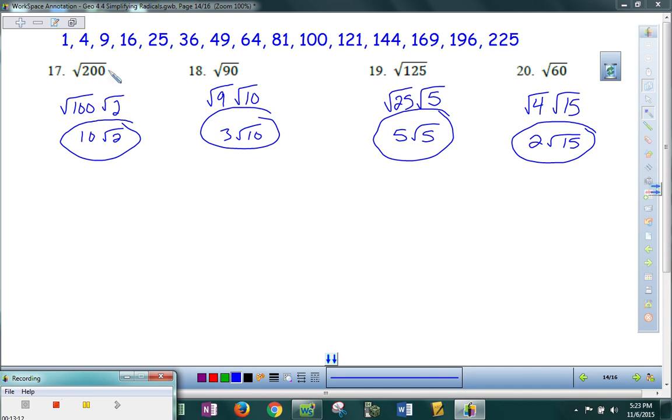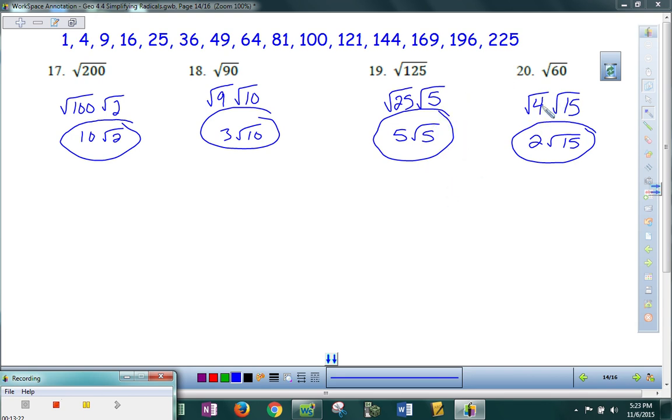The square root of 200 we broke down to 100 times 2. Simplified that front half, the square root of 100 is 10. The next one, the square root of 90, breaks down to 9 and 10. The first half, the square root of 9 is 3. Drag down that 10. For 19, the biggest perfect square that went into 125 was 25. Multiplied 5 times to get that 125. 25 breaks down to 5, and then just drag down that square root of 5.